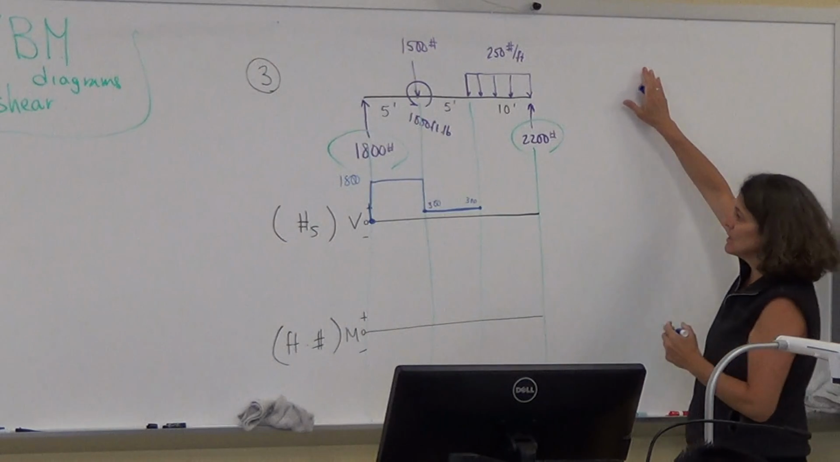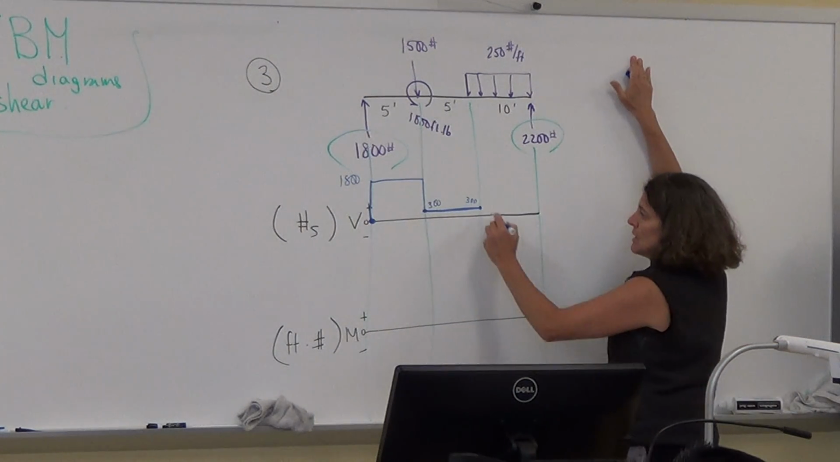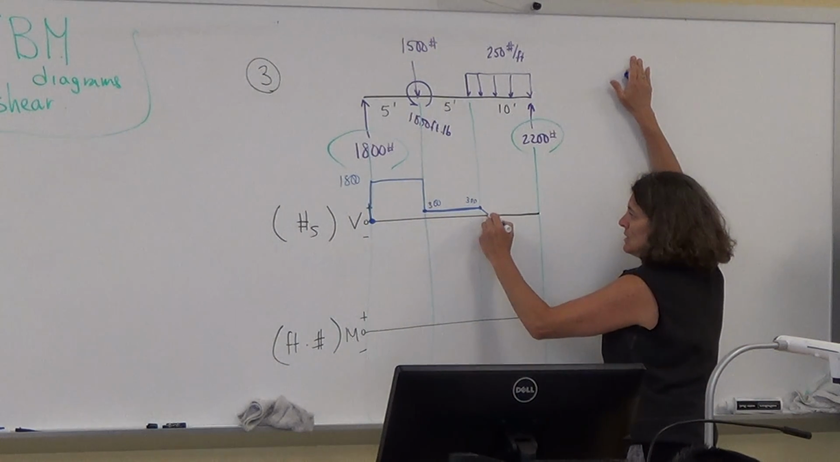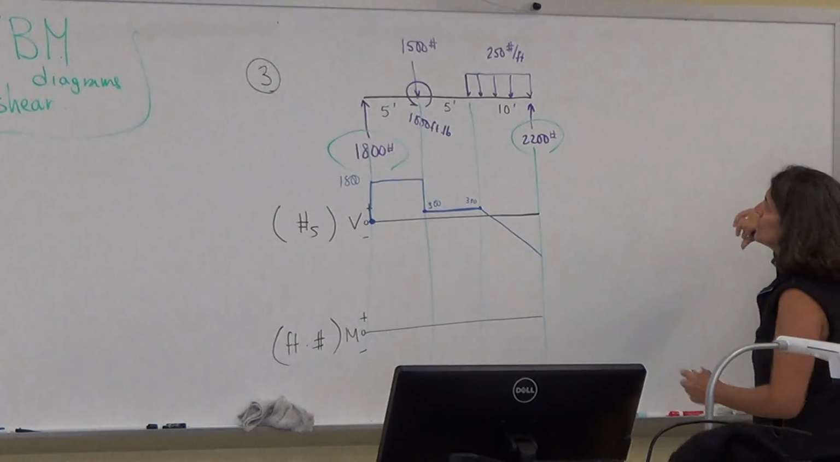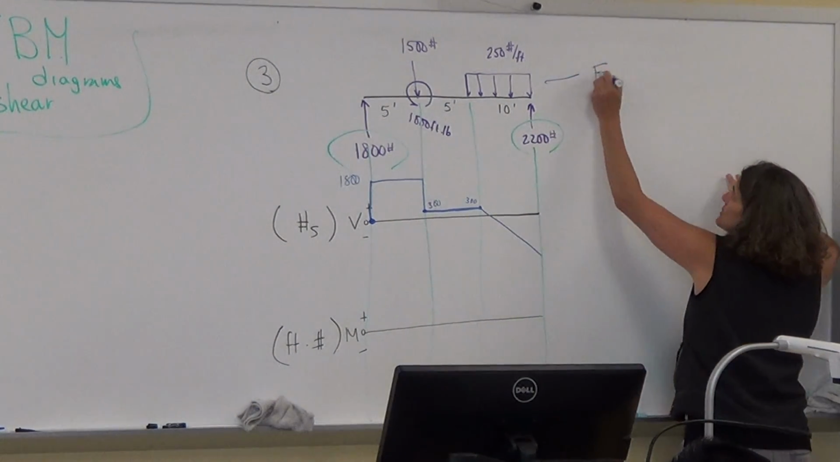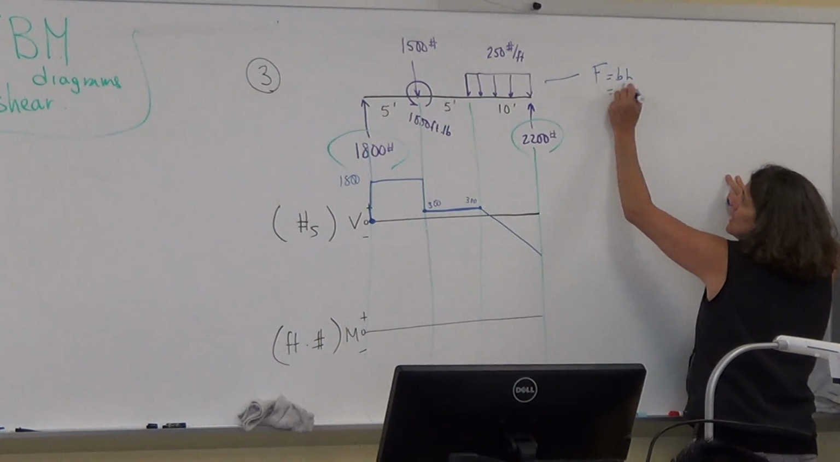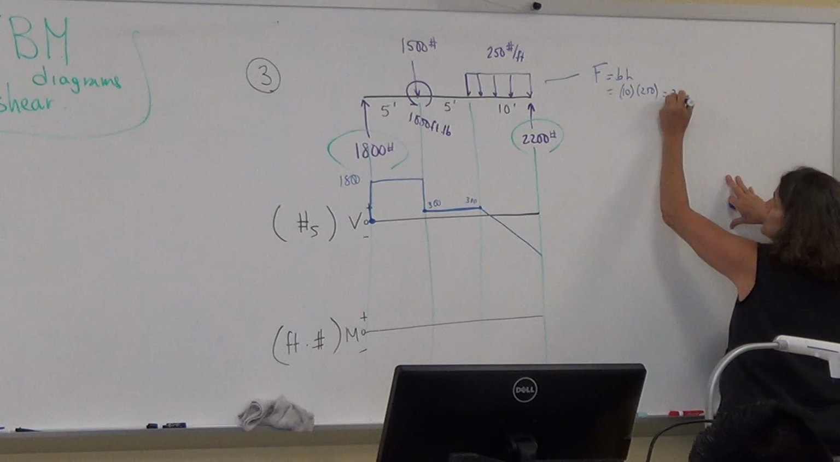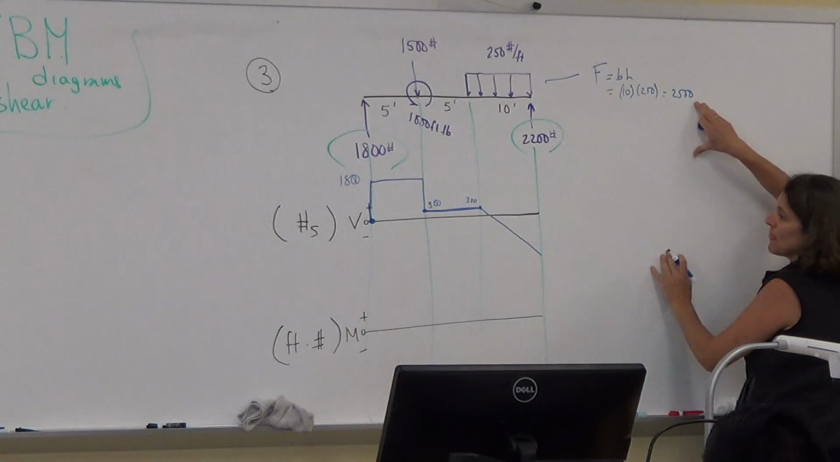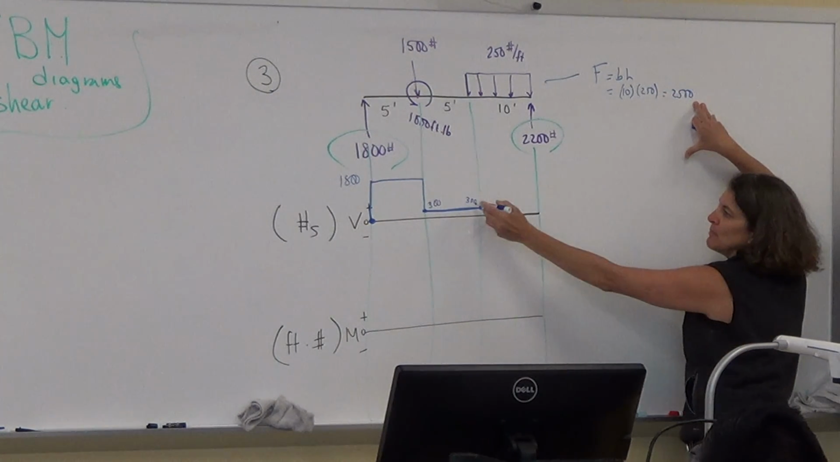Chris? Go down diagonal. What do I go down to? So let's see, this force is equal to base times height. The base is 10, the height is 250, so it must be 2500, right? So what do I go down to if I'm at 300?